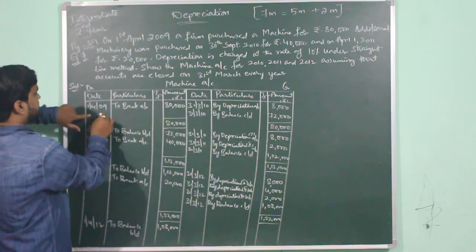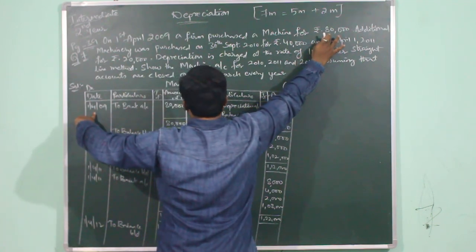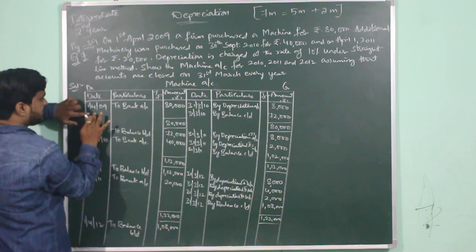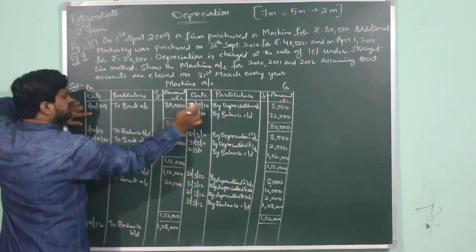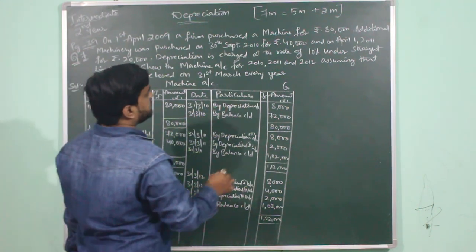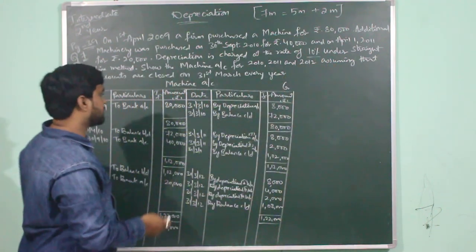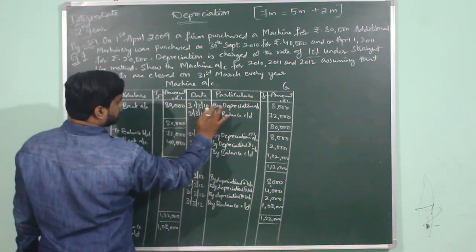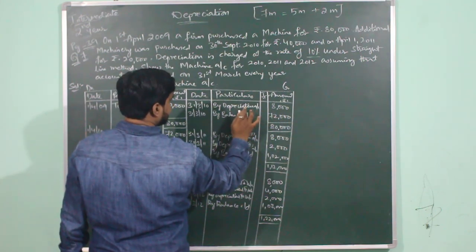So on 1st April 2009 the firm is purchasing a machine for rupees 80,000 which will be recorded as to bank account 80,000. Next, this financial year will be ending on 31st March 2010 where we will be providing depreciation and it will be written as by depreciation account. So what is the rate of depreciation that you are required to provide? 10%. So how do we calculate 10% for 80,000? The simple technique is just remove 1 zero. Then the depreciation amount will be 8,000. So the value of the machine will be reduced by 8,000 by charging depreciation.